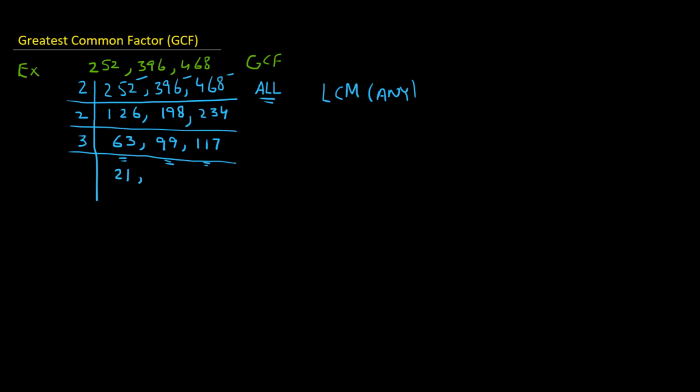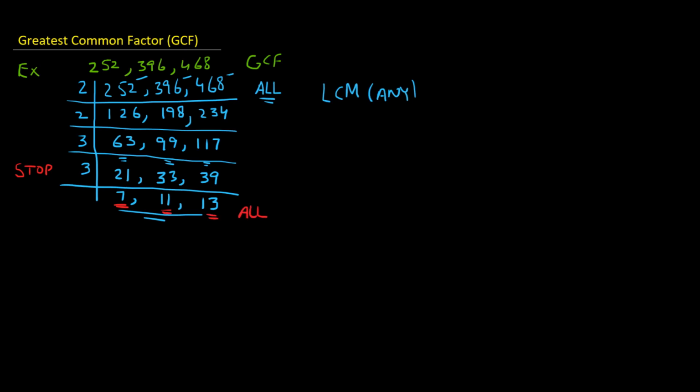21, 33, 39. Again we check and the numbers are divisible by 3. So 7, 11 and 13. Now these are prime numbers. So we have to stop here. We have to stop here because there is no such number which is divisible by all of these.